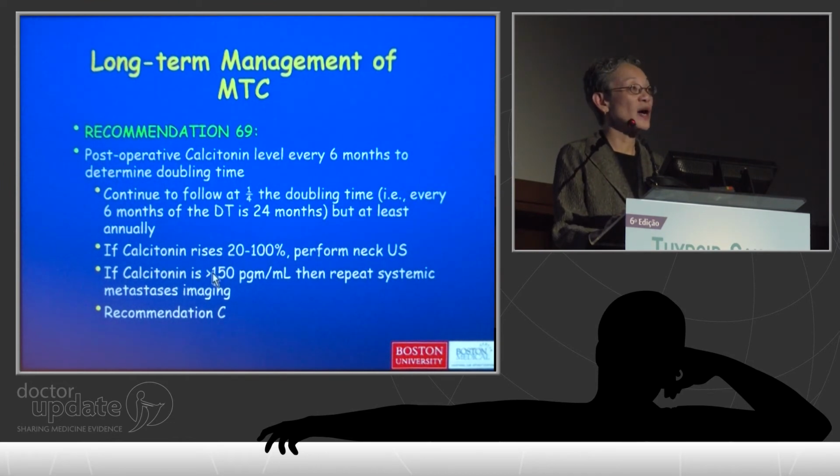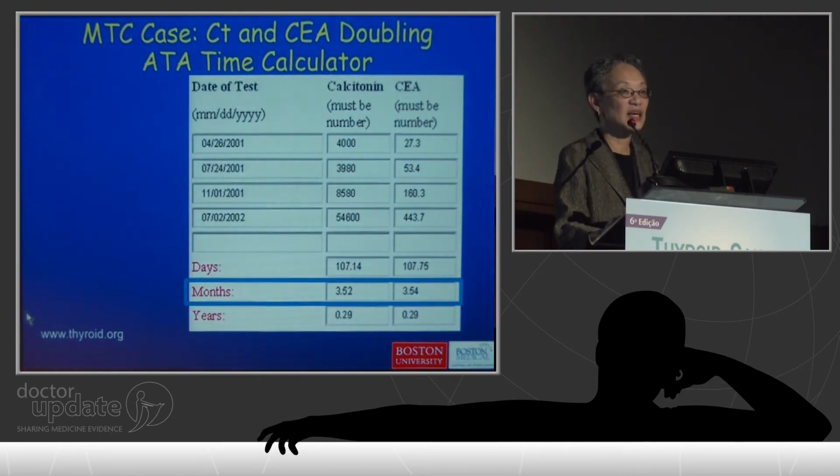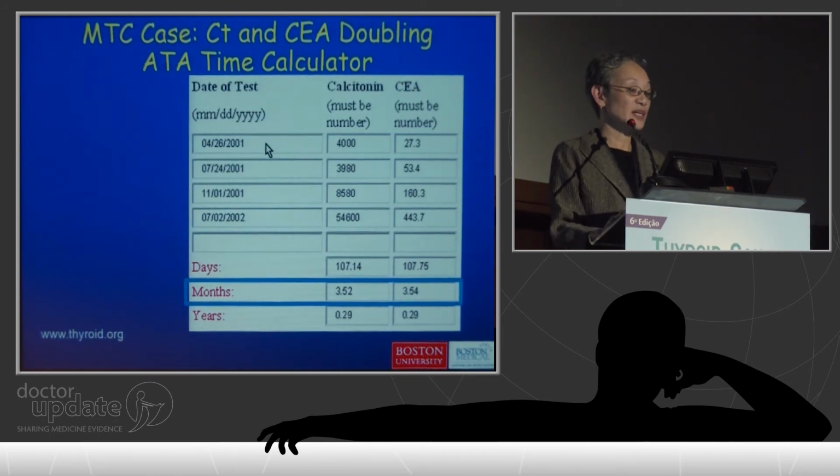If the calcitonin rises between 20 and 100%, you want to look for local disease because that's where most often it occurs. If it was lower than 150 and became higher than 150, you can go look for systemic metastasis. So this is something that you can actually get on the ATA website. It's a calcitonin and CEA doubling calculator, which is free, and you can put in the CEA or calcitonins based on the date, and it will calculate for you their doubling time.